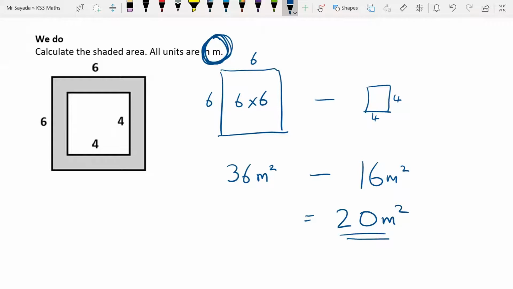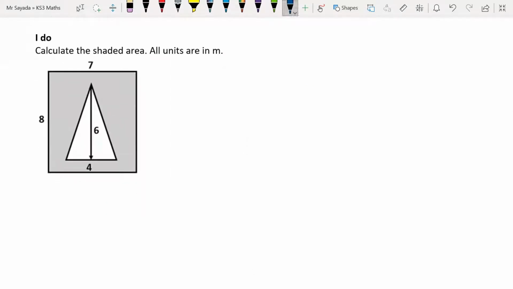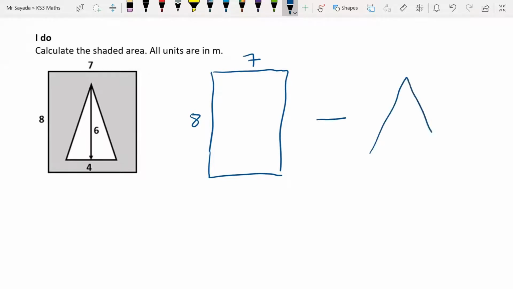Now, all of my examples are going to do the same thing. We're going to have a bigger shape and there's going to be a smaller shape cut out of it. So every time we're going to do the same thing, just with different shapes. So here's the next example. I'm going to do this one fully by myself. So I have the big shape, which is the rectangle. So I have this big rectangle. It's got a height of 8 and a width of 7. And I need to cut from that this triangle here. That triangle has a base of 4 and a height of 6.